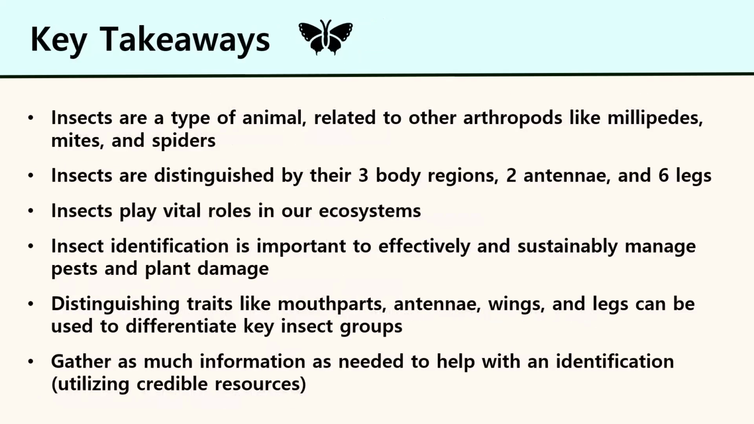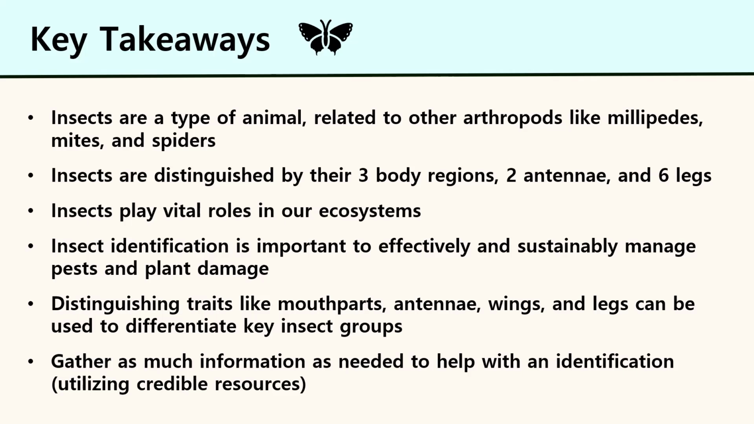Key takeaways from today's presentation. A lot of information to absorb. I hope you've learned something and gotten a little bit more curious about insects if you aren't already. Insects are a type of animal related to other arthropods like millipedes, mites, and spiders. Insects are distinguished by their 3 main body regions, 2 antennae, and 6 legs.